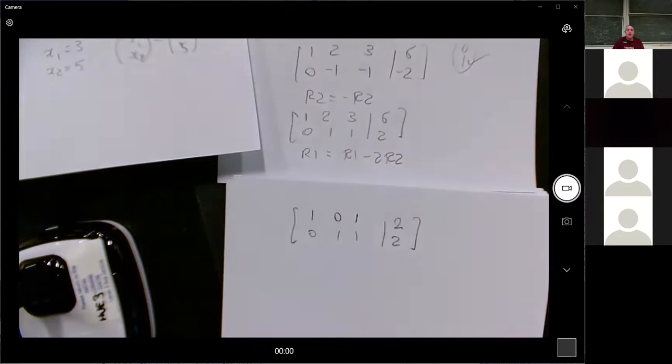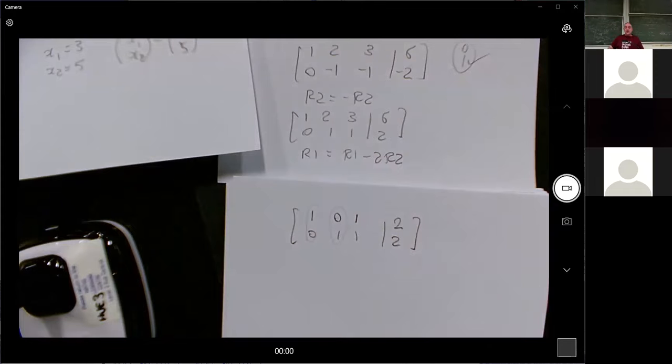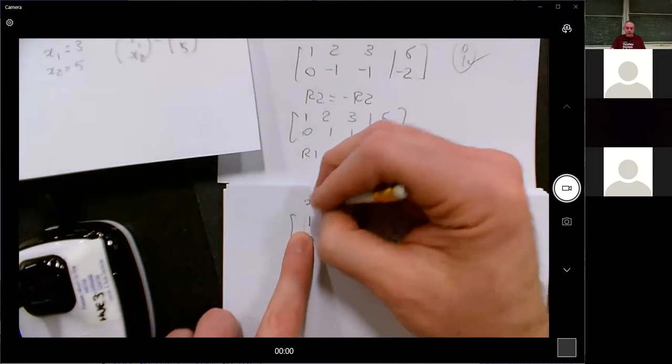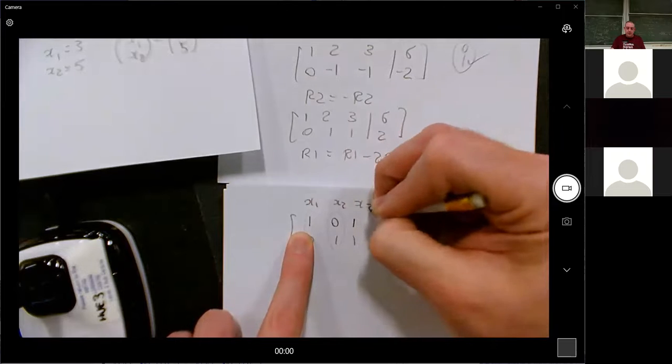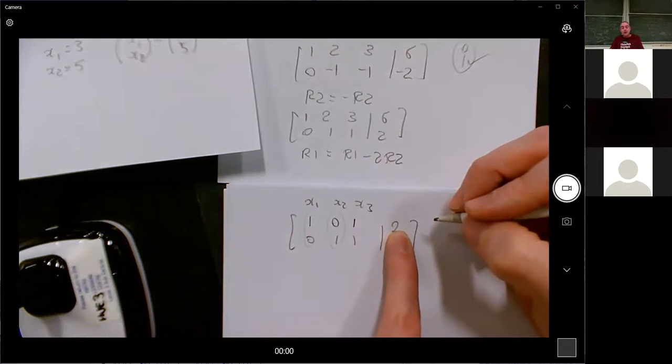And so here I am. I have got my 2 columns of the identity. I can't fit any more columns of the identity because I've run out of rows. And so that's as far as I can go. It is now in reduced row echelon form. And I can tell from this information that x1 plus x3 is 2, and x2 plus x3 is also 2.